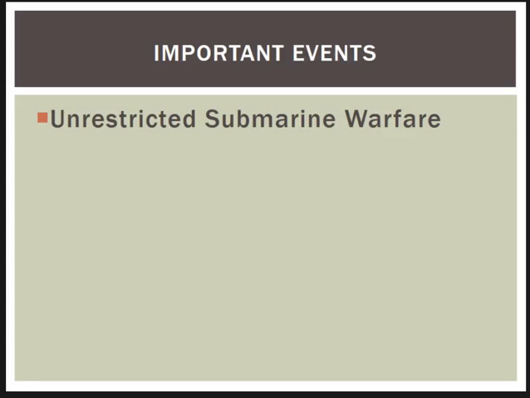The important events: Germany's use of unrestricted submarine warfare, which is in Wilson's speech, is the cause of the United States entering the war. They began sinking our ships, primarily merchant ships. It was not unreasonable. Most of those merchant ships were carrying armaments and supplies to the British, but nonetheless, we objected to the sinking of those ships by these German submarines.